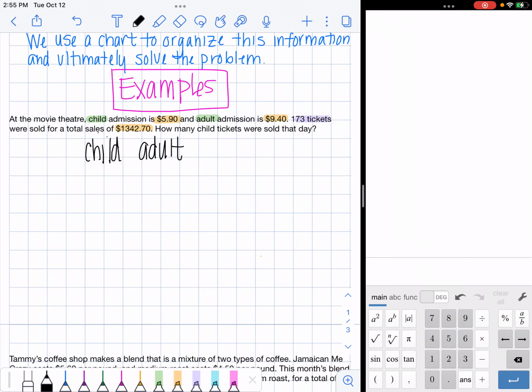What they give me information about I put on the left hand side. We have money, we have number of tickets, and then we have our total. And oftentimes over here you have to have a total column too, which we'll fill in. Whoops, that's a really bad line. Okay, let's try that again.